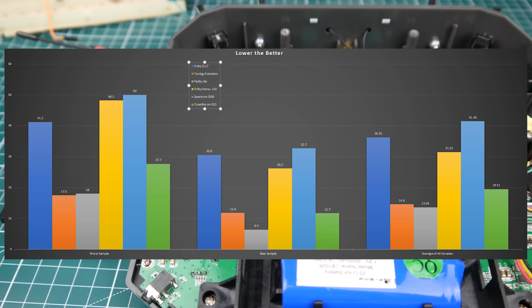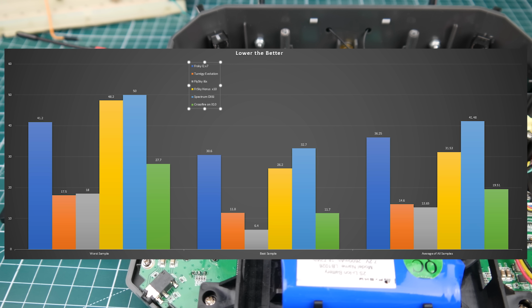It's 2 times faster than the worst sample of the Horus X10, the QX7 and the Spectrum. So it does make a huge difference on the FrSky transmitters. However, as you can still see on the worst samples, you've got Eternity Evolution and FlySky still kicking everyone's butt.